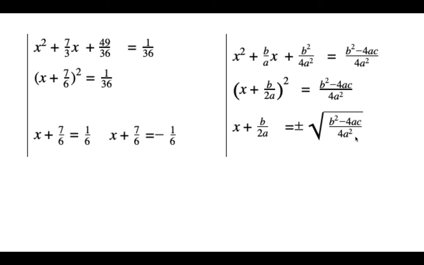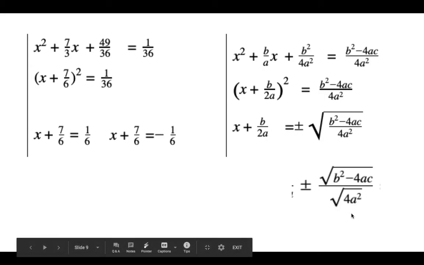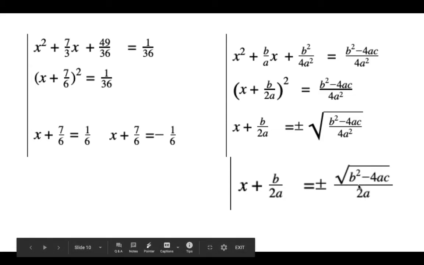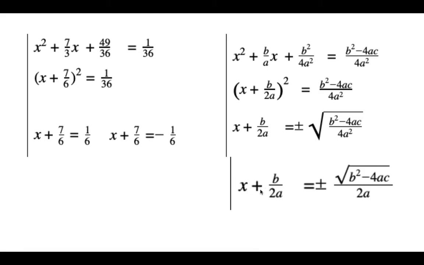Let's look at that. Now we know that the square root of a fraction is equivalent to the square root of the numerator over the square root of the denominator. Now I do that because, look, I got some perfect squares in there that I can simplify. And the square root of 4 is 2, and the square root of a squared is a. So now I'm here, and I've got x plus b over 2a equals plus and minus the square root of b squared minus 4ac all over 2a.